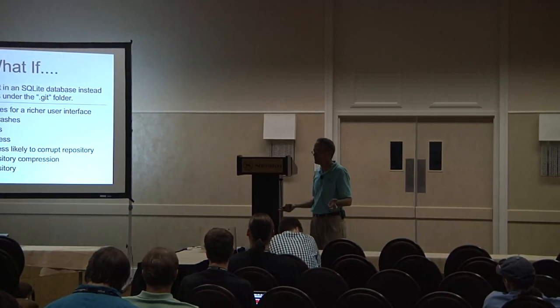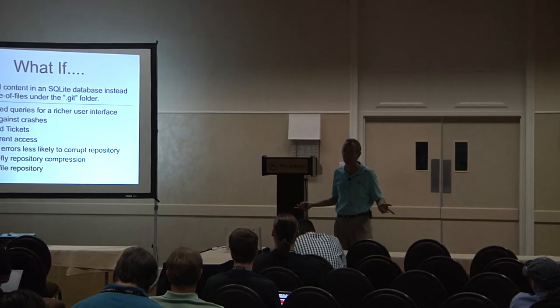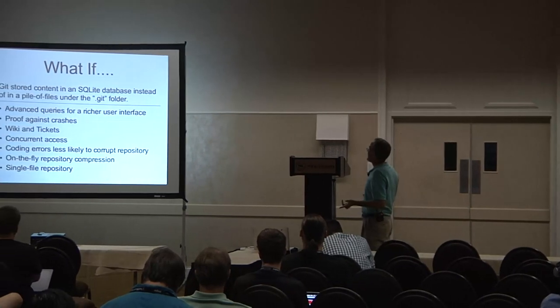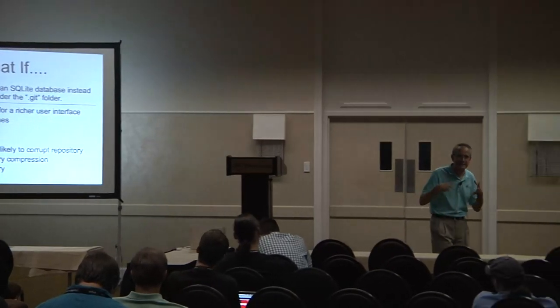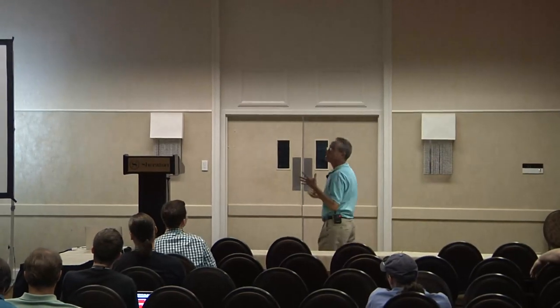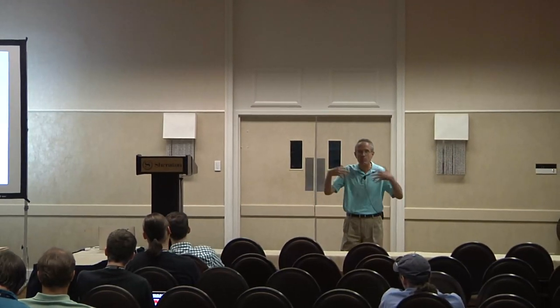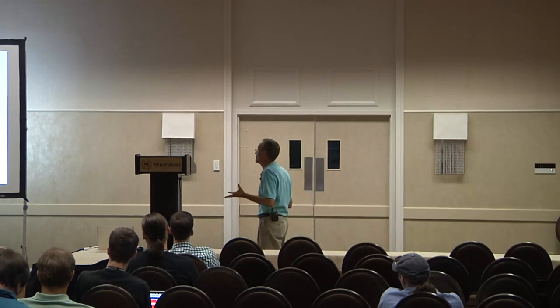If you lost power in the middle of a Git GC, it wouldn't corrupt your data. It wouldn't corrupt your repository. It would automatically roll back. It makes it really easy to add things like wiki and tickets to the repository, which are completely missing now. You get concurrent access. Multiple processes can be checking things in and checking things out at the same time on the same repository.